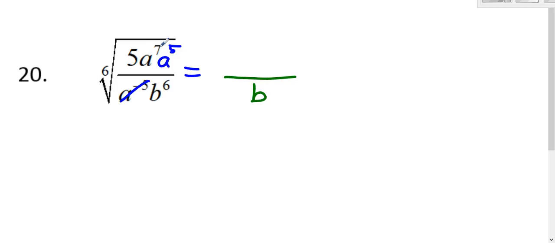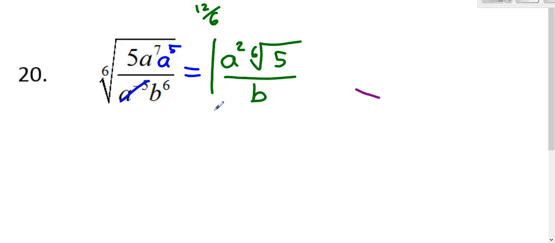And then a to the 12th is in our numerator, all combined here, which would be 2 sets of a to the 6th, since we're looking for 6th roots. So we have a squared coming out. You could also just think of dividing the exponents, 12 divided by the index of 6. But then this 5 is left over. Keep it inside the radicand.